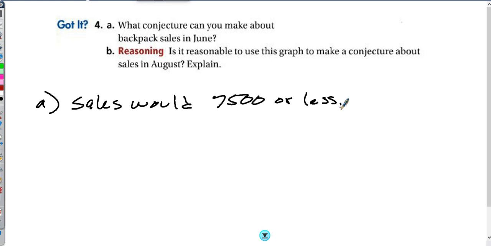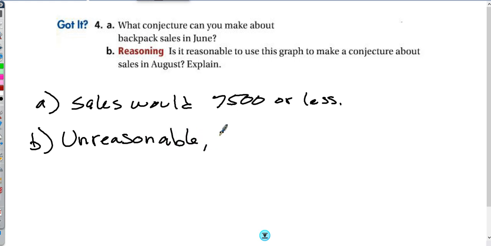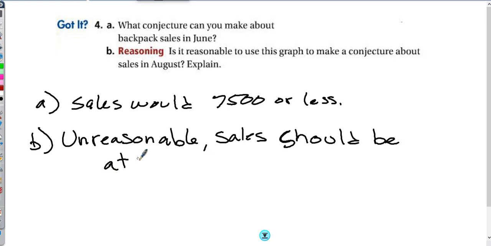Is it reasonable to use that graph for August? No. What do you think, Ryan? It's unreasonable. It's unreasonable because as school starts, people are going to find. Right. It is very unreasonable because August is going to be back to school, so sales should be at their highest in August and September. So I would say B, unreasonable. Sales, with an S, should be at their highest.